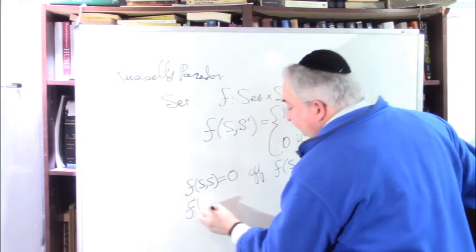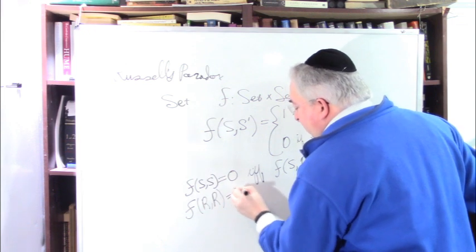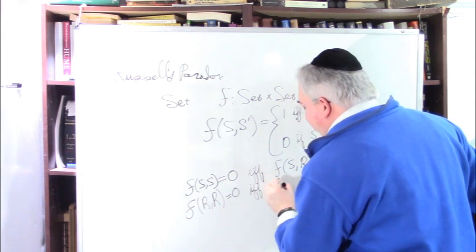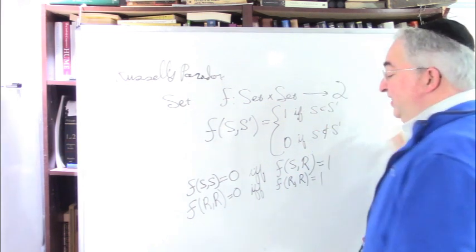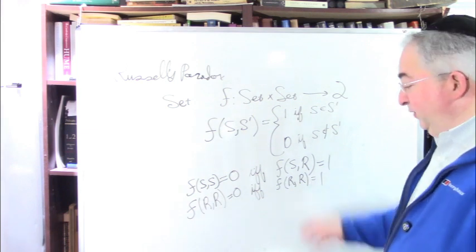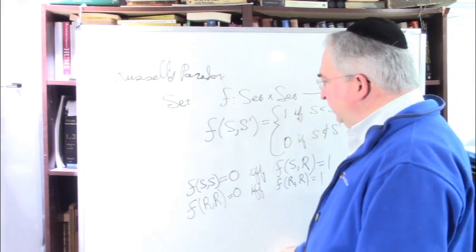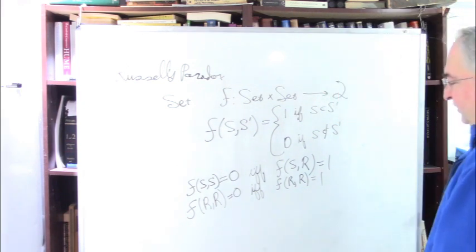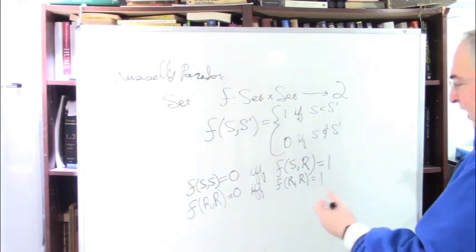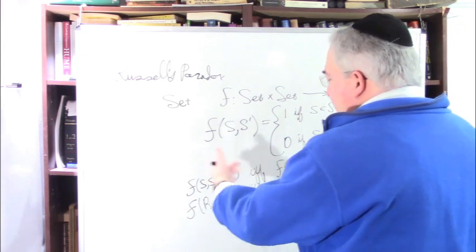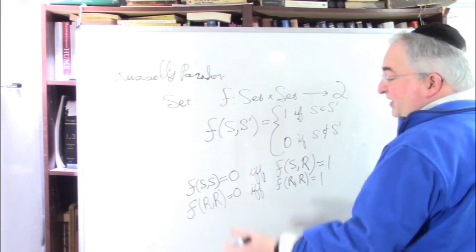And so we get f of R comma R is equal to 0 if and only if f of R comma R is equal to 1. That is a contradiction, and we can't have that. So that's a very nice way of looking at it mathematically. And the definition of R, that this is true for every single set, is inherently false.